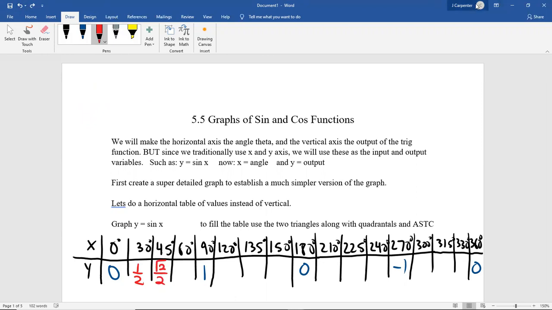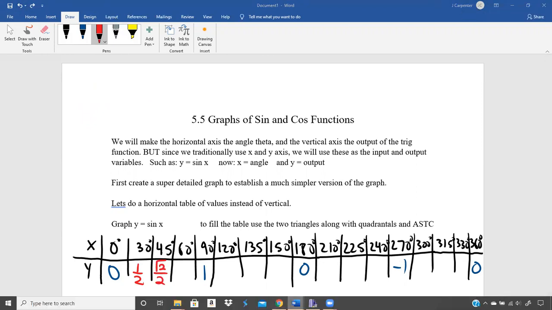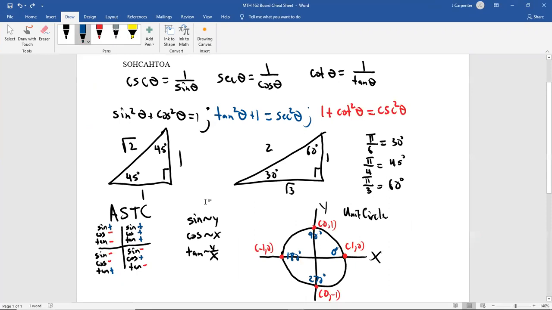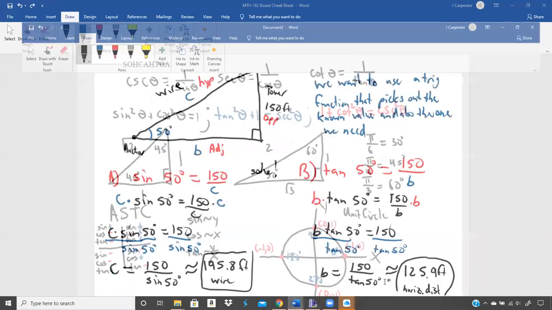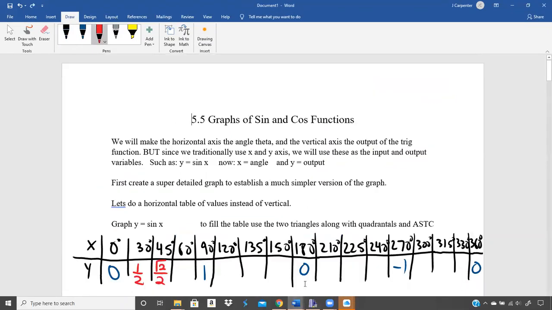There we go. Next up, 60 degrees. 60 degrees is right here. Sine is opposite over hypotenuse. The opposite is the square root of 3. The hypotenuse is the 2. So that's our sine, square root of 3 over 2. Wrong one again. Dang it. Square root of 3 over 2.